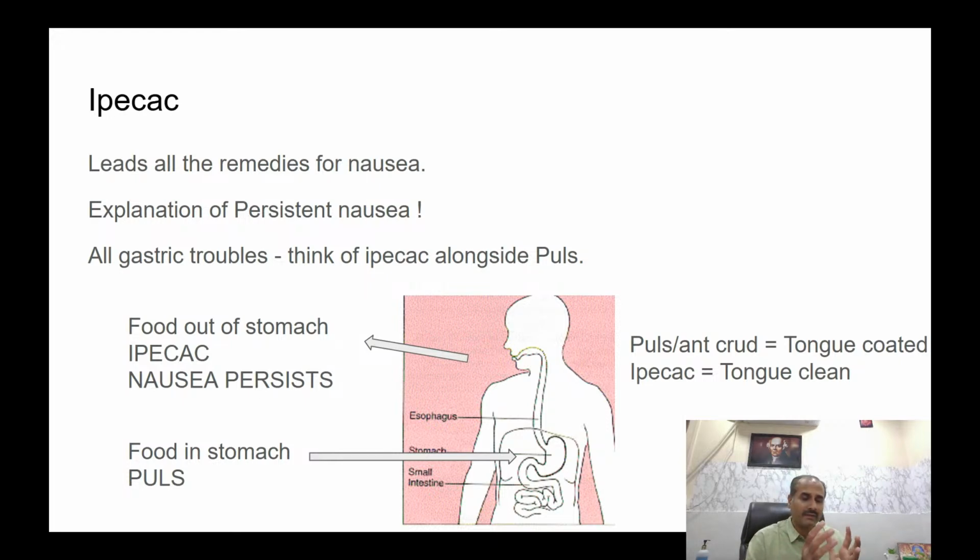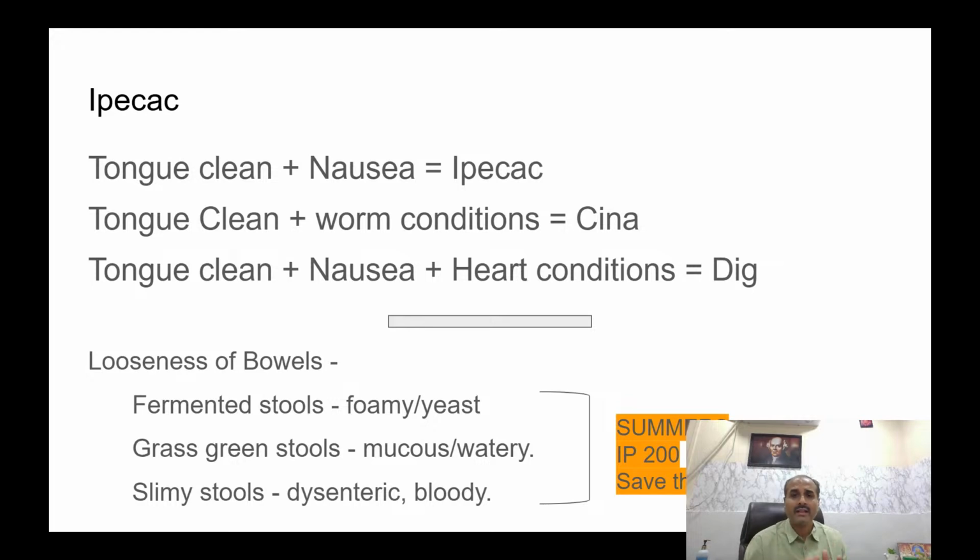Apart from seeing that the tongue is coated or not coated, which you will always find in ipecac patients that it is clean, not coated tongue, whereas pulsatilla and antimonium crudum, Dr. Nash tells, are very close in prescribing to such patients who have a coated tongue. So he gives a short explanation of all these three remedies, and then he proceeds in telling that nausea and clean tongue is seen in many conditions.